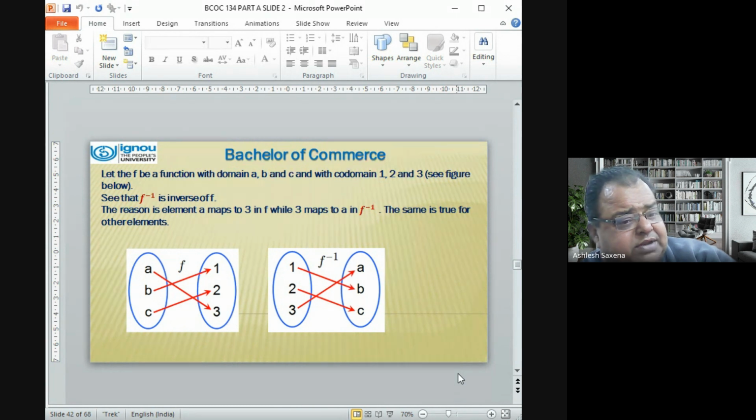What is happening? See to it. Is there any change between these two? Can you find any change between these two? This is how the representation of inverse is made.